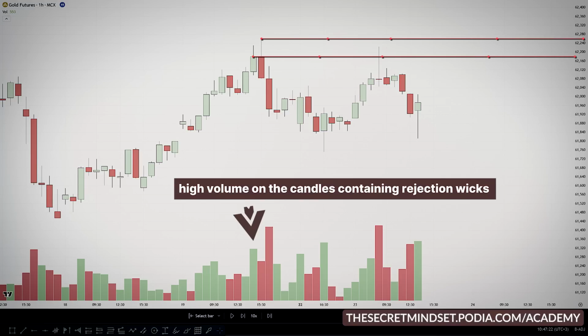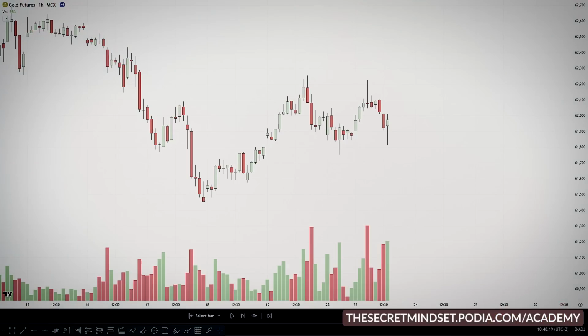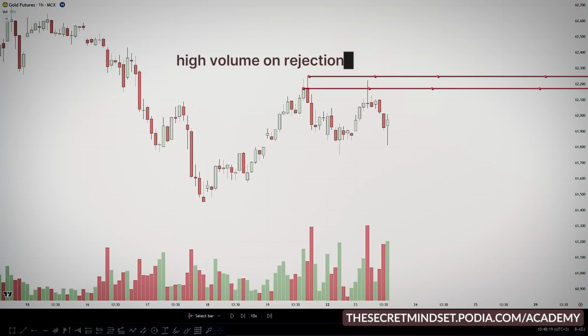Volume is the best indicator to see the level of participation and the interest in a particular price move. High volume accompanying these rejection candles implies that there is significant selling pressure at this level. It's not just a few traders causing these rejections. There's substantial market interest here. So basically, high volume on rejection candles often indicates that smart money is active. These large players typically need high volume to execute their large orders, without causing dramatic price spikes.